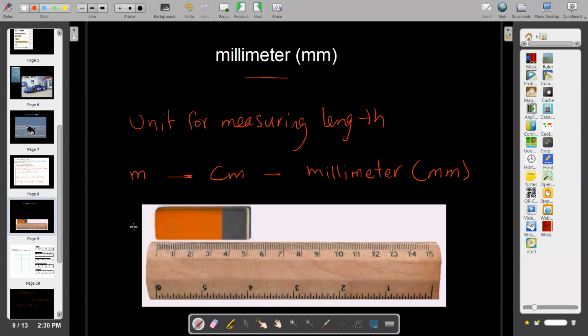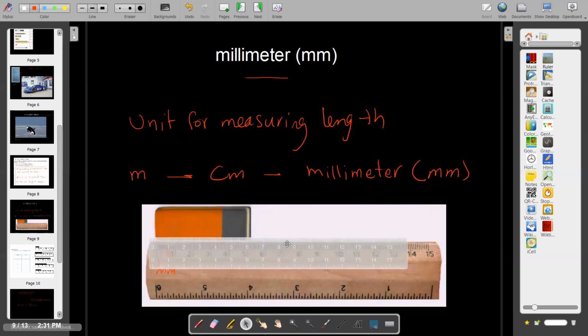What is the millimeter? As you see in this, there are small dashes here. Every line in this is called millimeter. But what is the millimeter? Every line in the ruler is called millimeter.